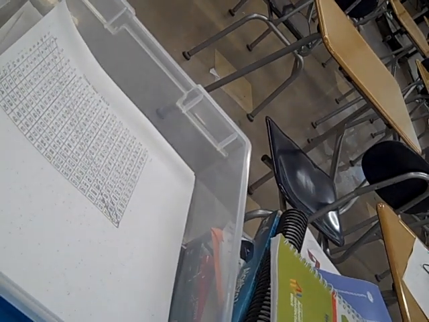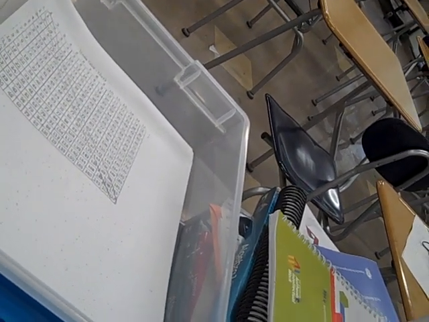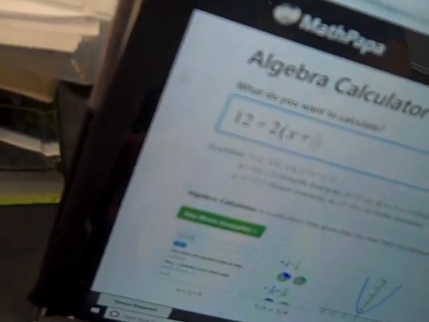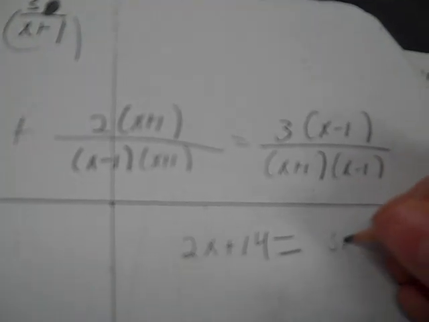This one's pretty easy to do in your head. It's going to be 2x plus 14. Okay, so I've got 12 plus 2 parentheses x plus 1, and I get 2x plus 14, okay? The other one's 3x minus 3.